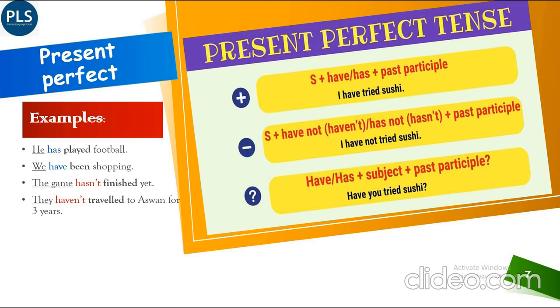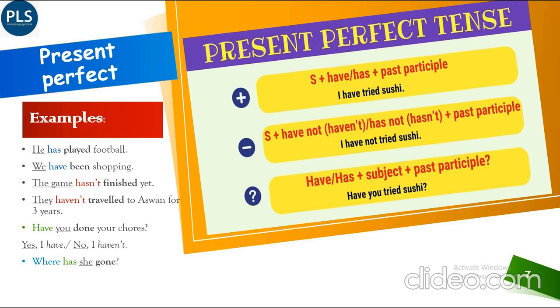Now let's take a look at the yes or no question. The question here starts with have you done your chores? Have you done your chores? And the answer is going to be yes, I have, or no, I haven't. And if the subject is a singular subject like he or she or it, of course the question is going to start with has, like has she done her chores? And the answer is going to be yes, she has, or no, she hasn't.